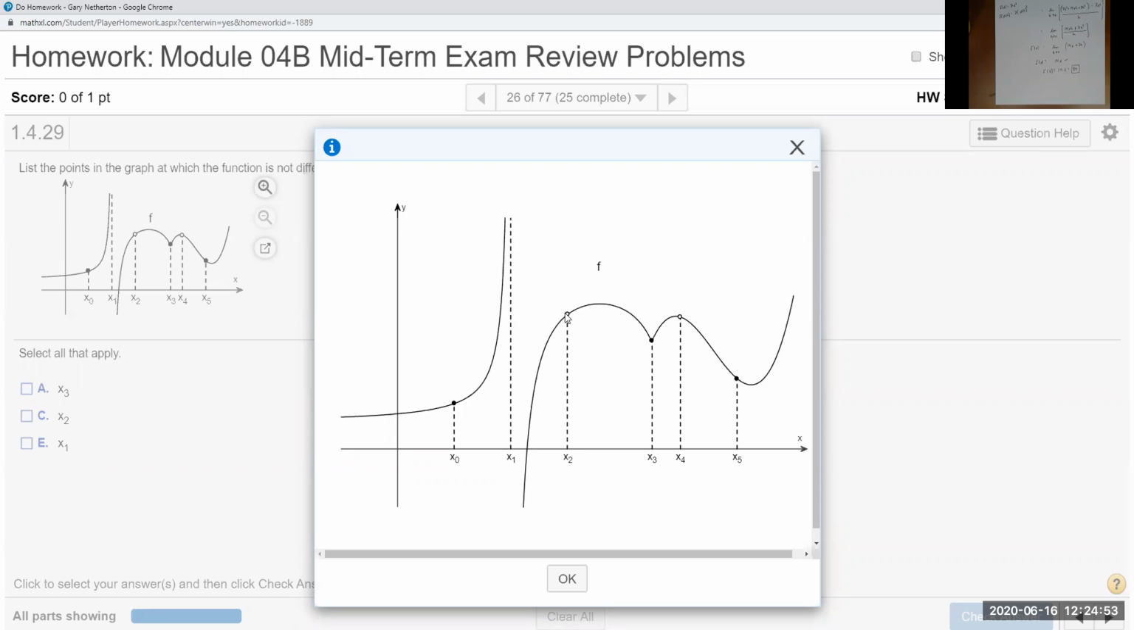Look at x2. I got a little gap or a break here. So x2, it's not. x3 is a corner, so it's not. x4, another gap, it's not. x5 is okay. So really, x1, x2, x3, x4, it's not differentiable. x0, x5, we're okay.